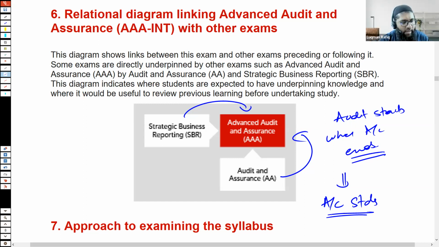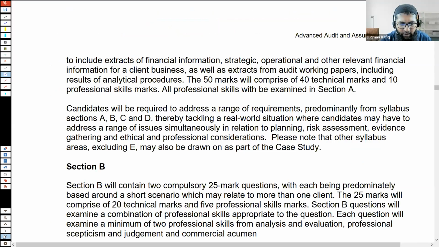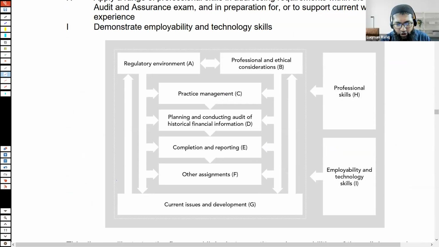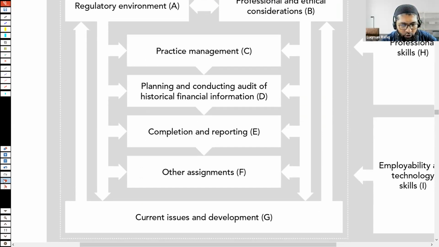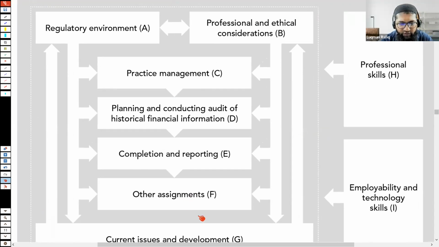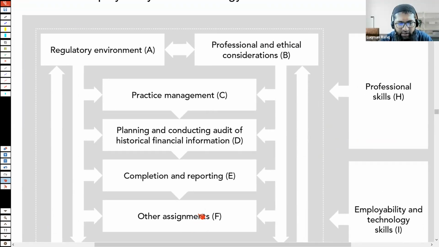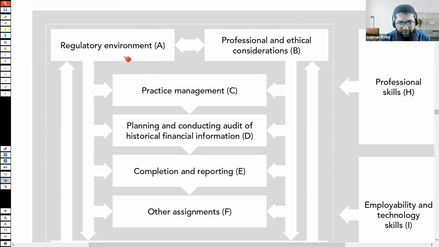Now, if I move a bit forward and discuss a bit further about this AAA, let's talk about some of the major capabilities that the examiner expects you to know when it comes to this AAA. You could see there are multiple sections of the AAA paper. These include the regulatory environment, the professional ethical considerations, the practice management, planning and conducting audit of historical financials, completion and reporting, and other assignments.